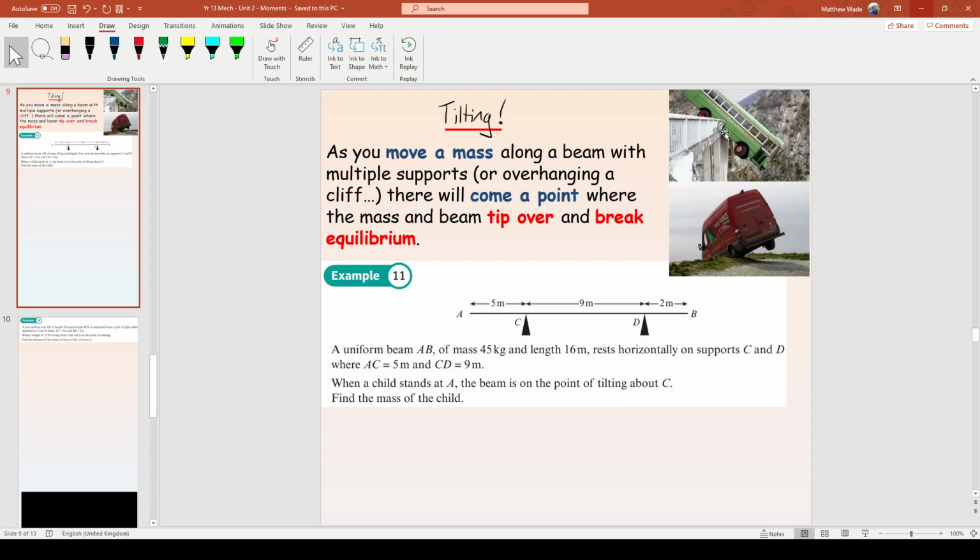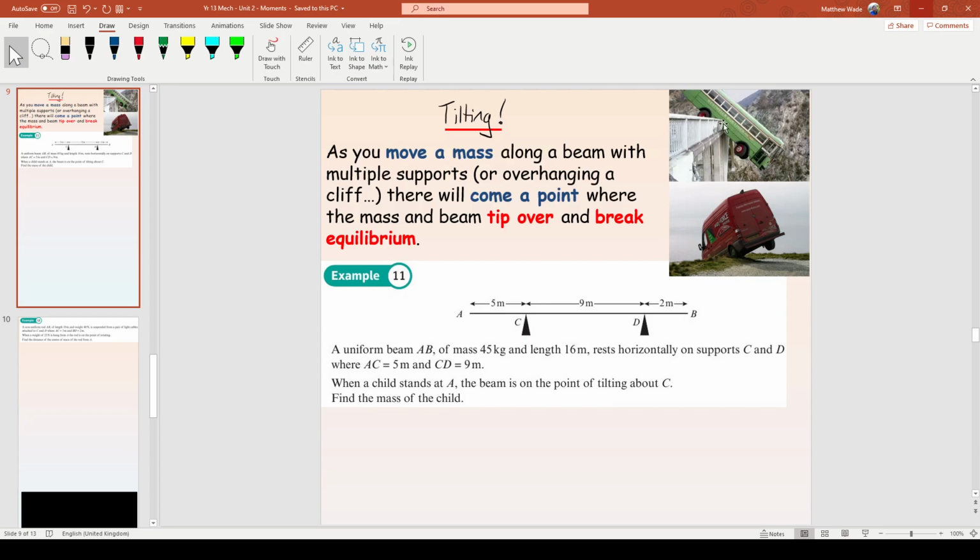Tilting, my buddies. Essentially, if you've got stuff that's balanced, so say for instance this little picture down here, the beam is on two supports on C and D, or in real life where you've just got something that's overhanging something, you get to a certain point where enough of the mass is beyond where essentially you get the center of mass past the spot that's supporting it. So for instance, the front of this bus that's going over this bridge, it looks like, the front of the bus is further ahead. The center of mass of the bus is actually off of the bridge itself.